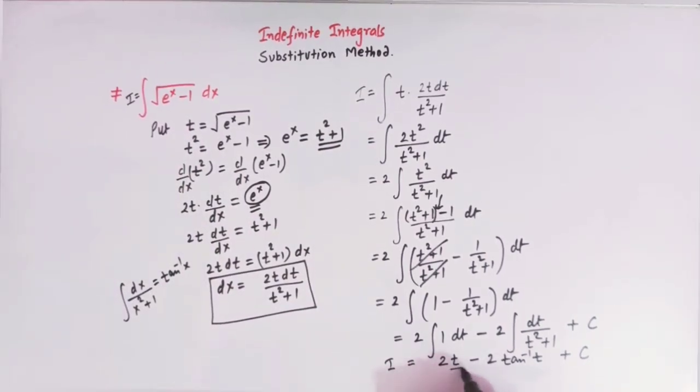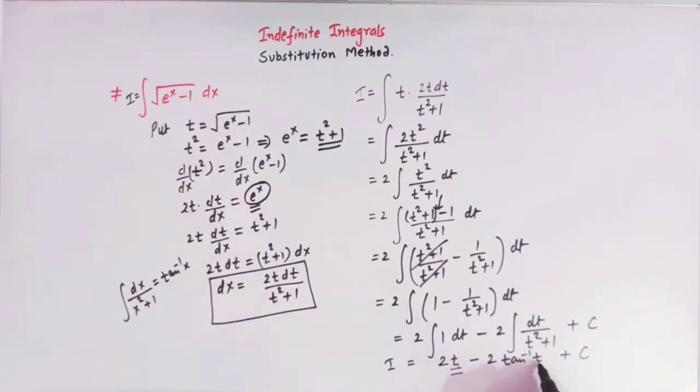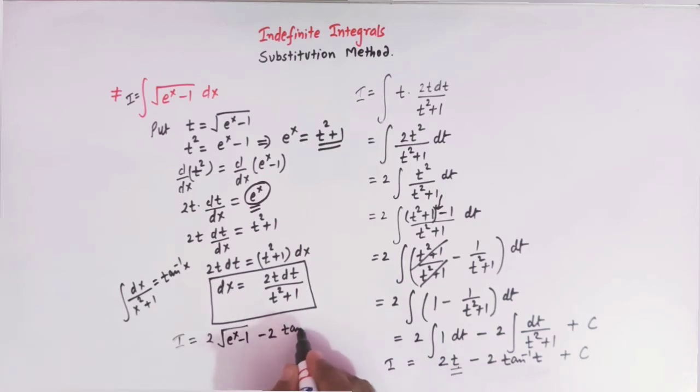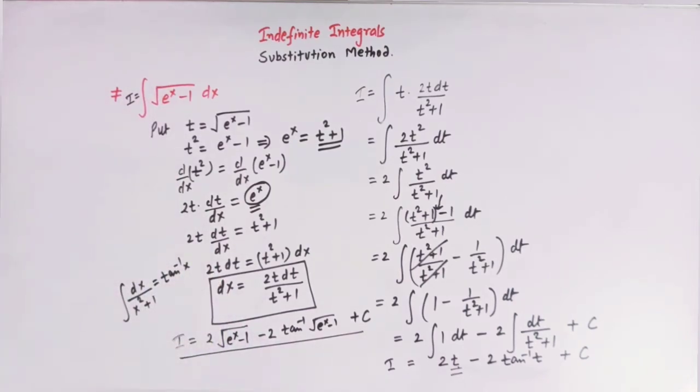So now writing the value of t as square root of e raised to x minus 1 over here and here, we can finally write the integral as 2 times square root of e raised to x minus 1, then we have minus 2 tan inverse of square root of e raised to x minus 1 plus c, right? So this is the final value of the integral of this function, that is square root of e raised to x minus 1, right? So now let us take the second problem.